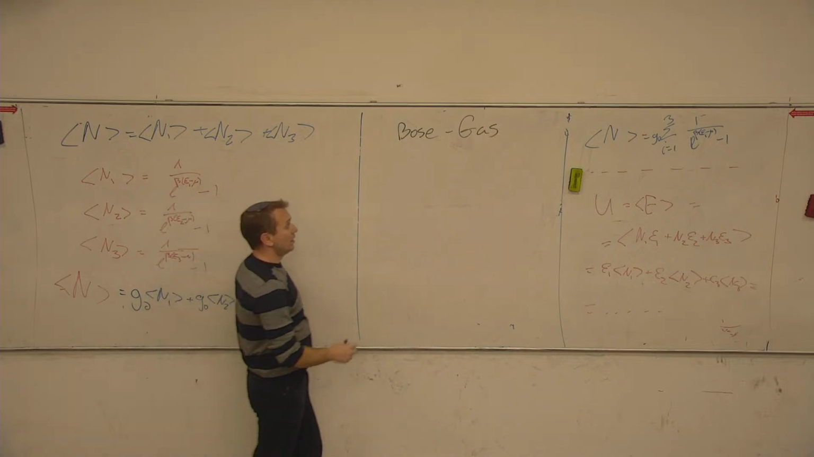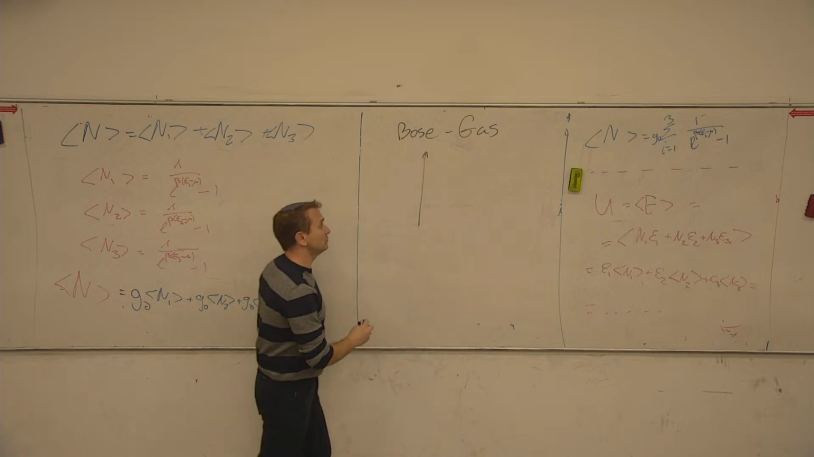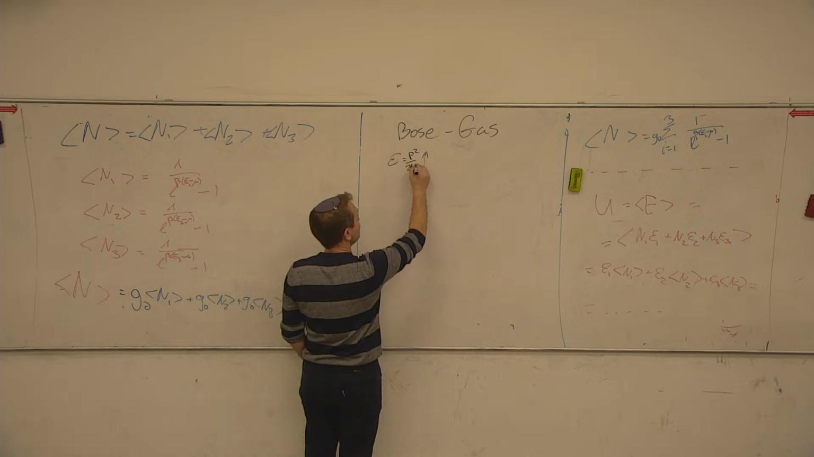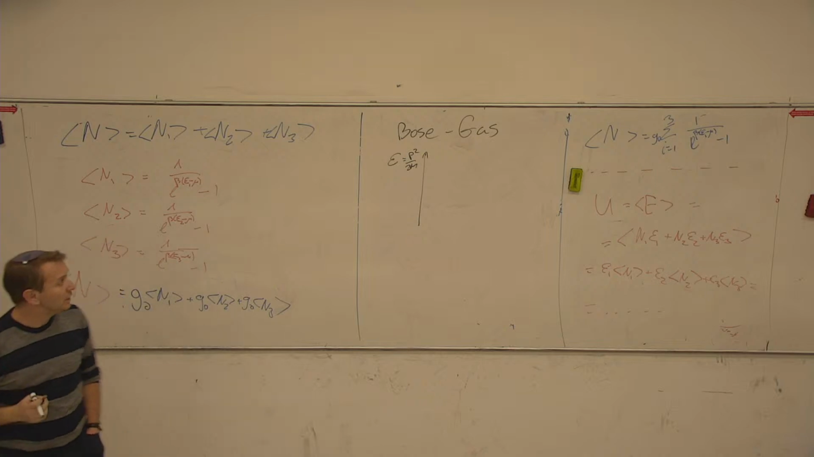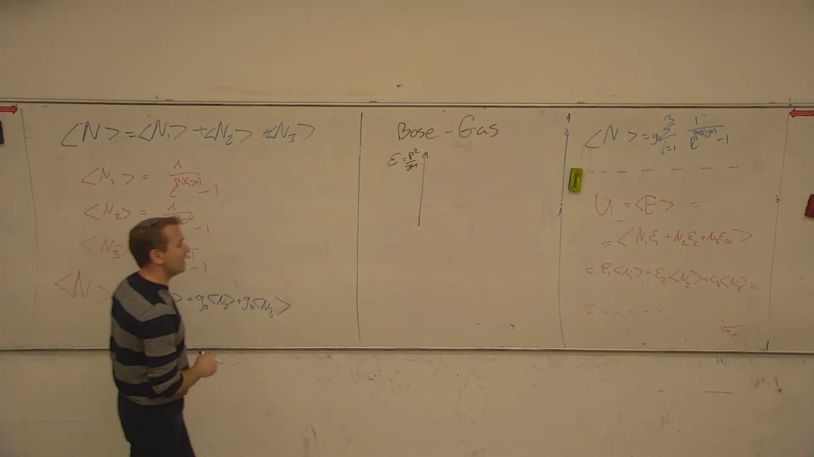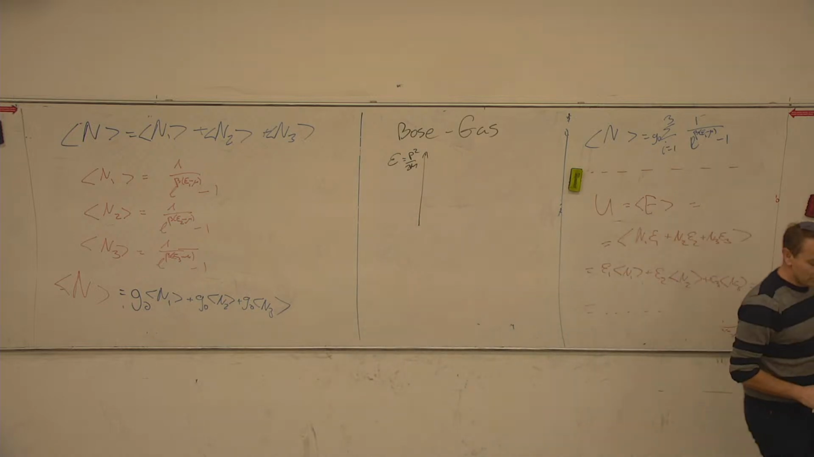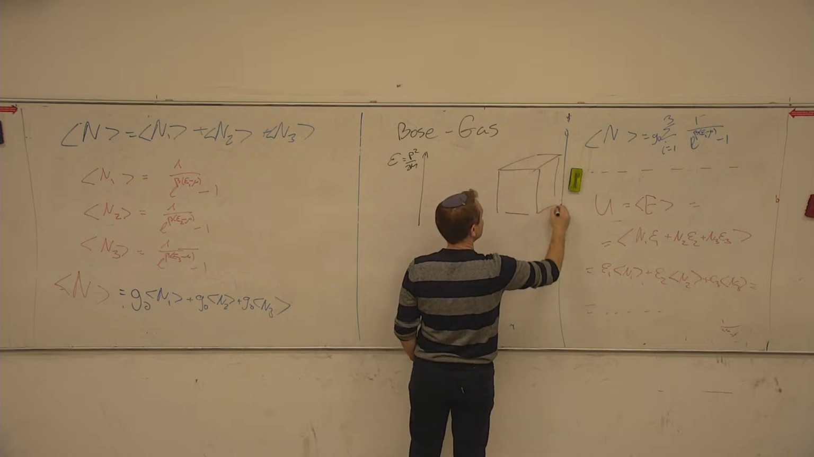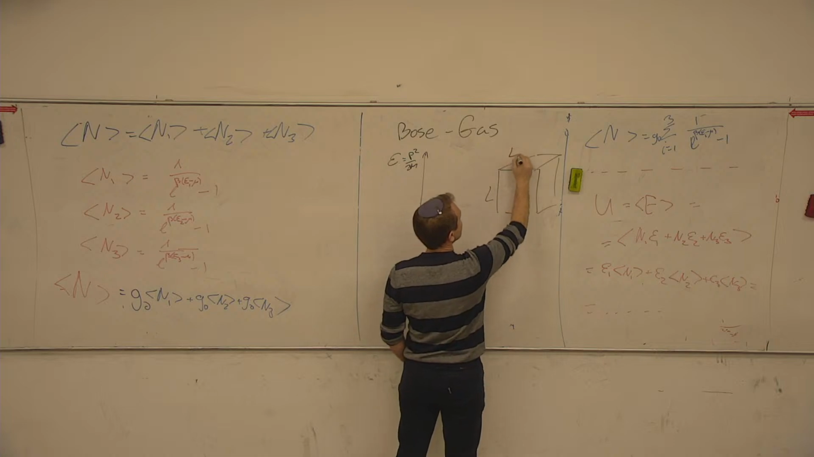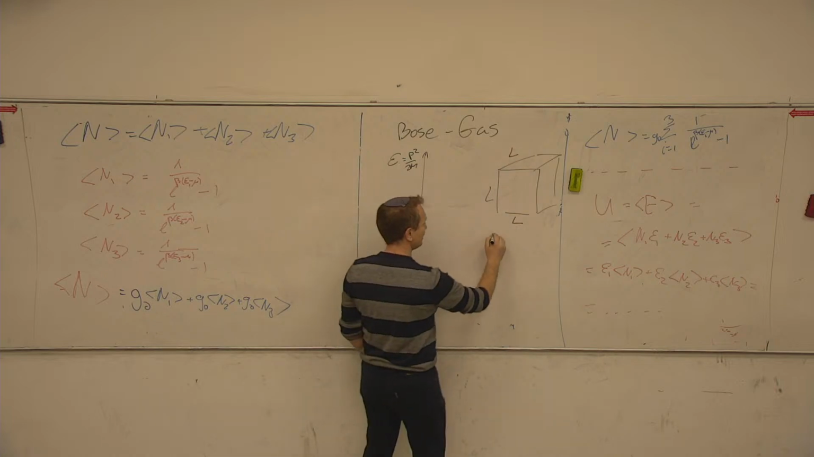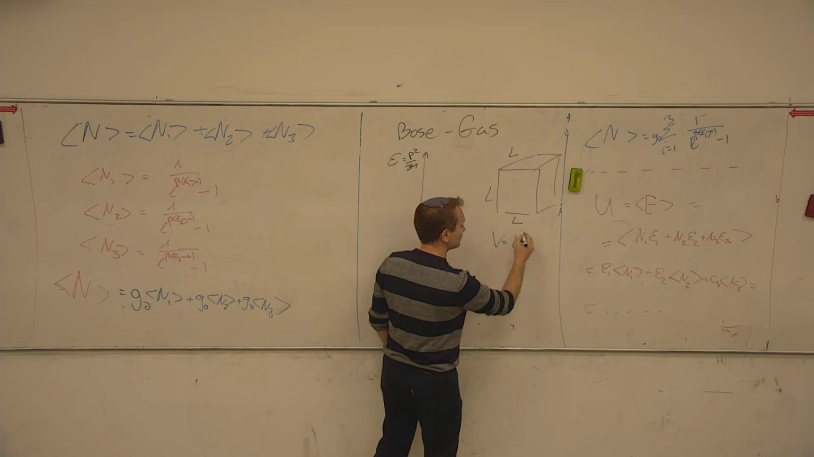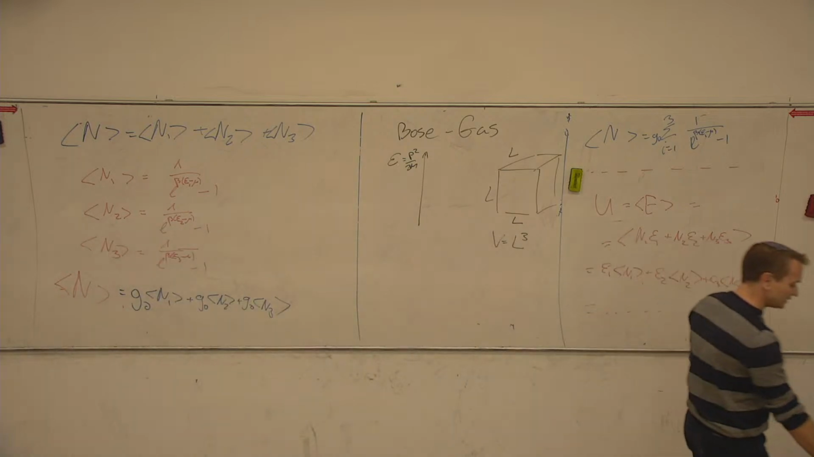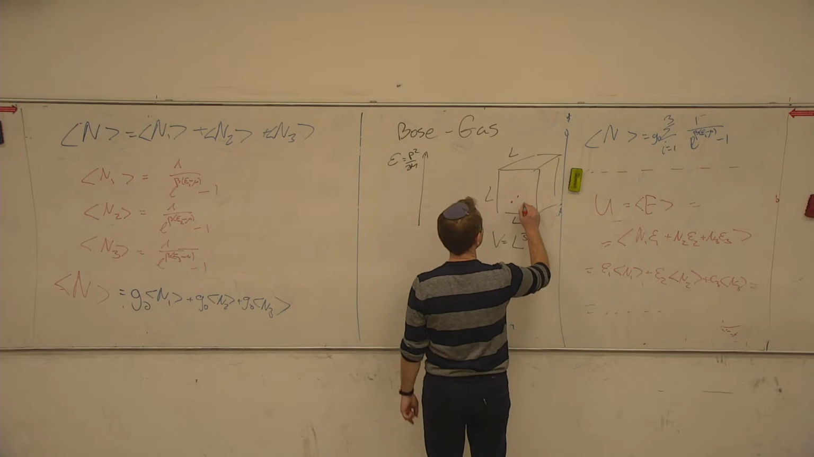Bose gas, again, we have an energetic spectrum, epsilon, which is p squared divided by 2m. We only have kinetic energy. We're looking at particles that are sitting in a box of dimensions L by L by L. So basically the volume is L to the third power. And we're looking only at the particles that have kinetic energy, and they cannot get out of this box.